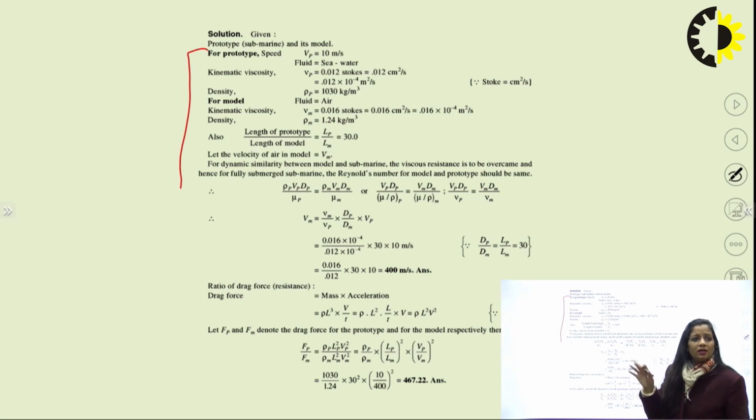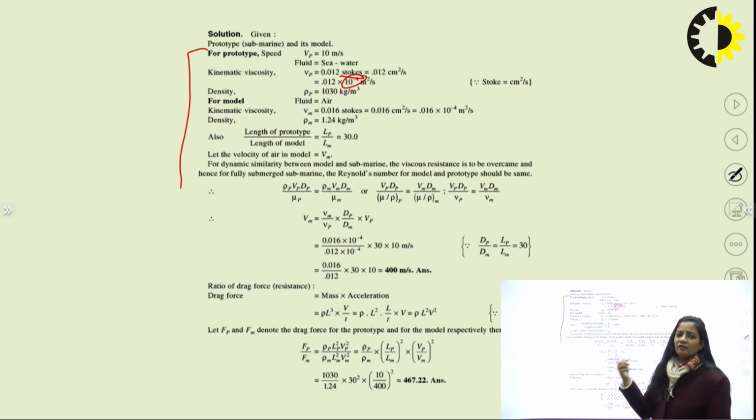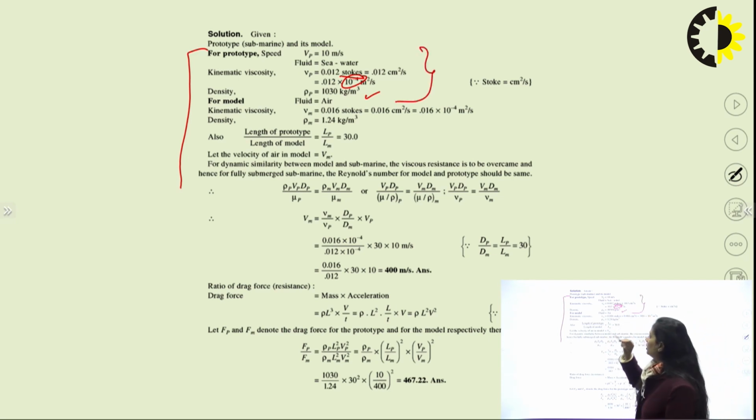Fluid was simply seawater. Okay, kinematic viscosity is actually given in Stokes, and how can Stokes be converted to meter square per second? Just multiply by 10 to the power minus 4. Here it is in Stokes, just multiplied by 10 to the power minus 4. That will be in meter square per second. Density is also given, 1030 kg per meter cube. So this is for your prototype.